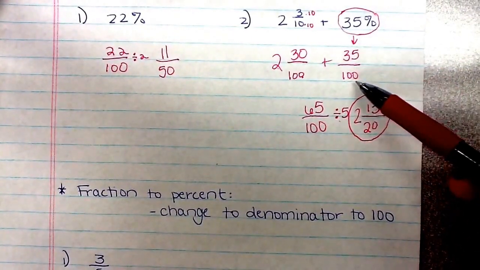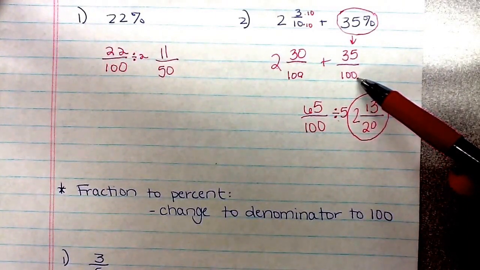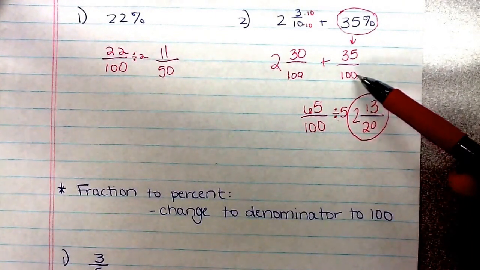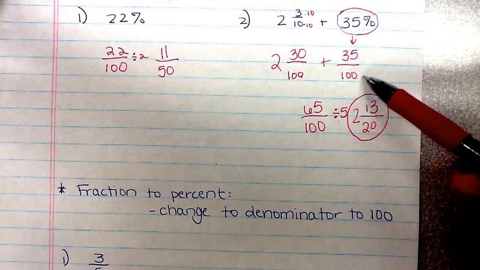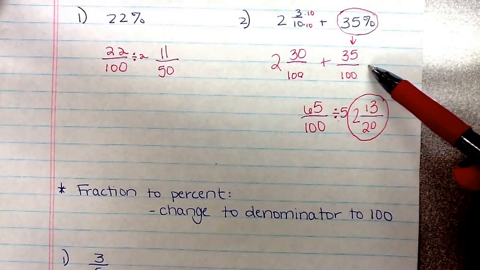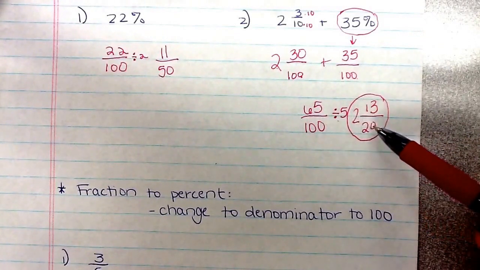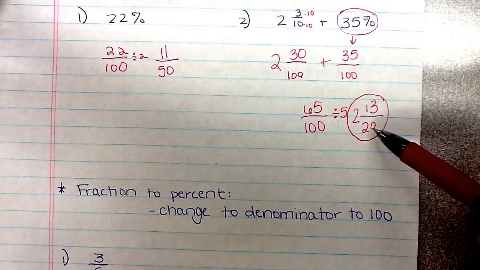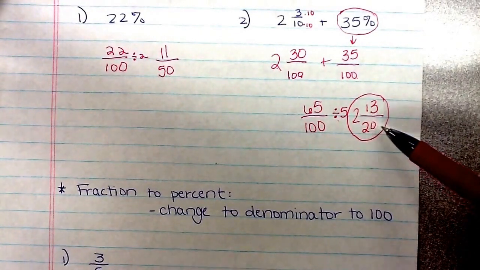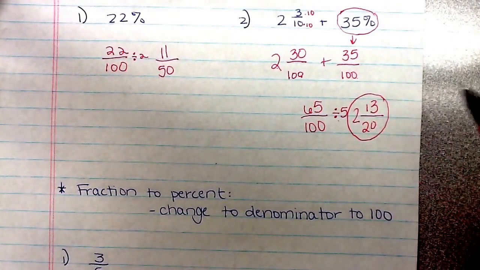Change 35% to be a fraction. Write it over 100. You could either simplify this here and then make shoes match. Here we chose to make our shoes match and then simplify last. So 2 and 13 over 20. Nice job.